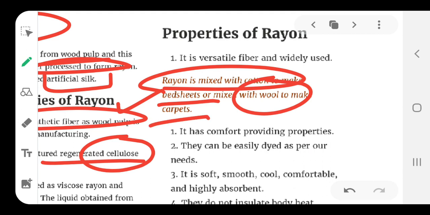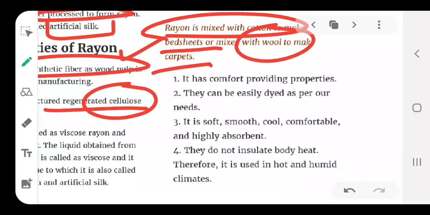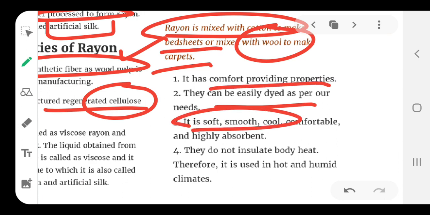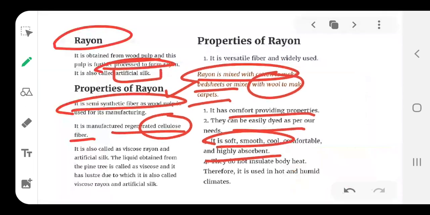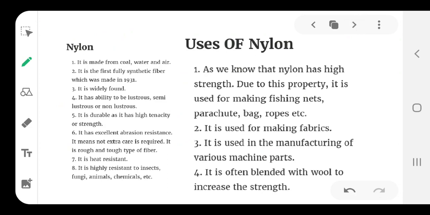So, write down these applications or properties of rayon. They can be easily dyed in the color in which you want. They provide us comfort, so they are smooth, soft and cool. They are highly absorbent, underline these points. Because of such properties of rayon, they are quite familiar and quite famous in the industry of fiber market.